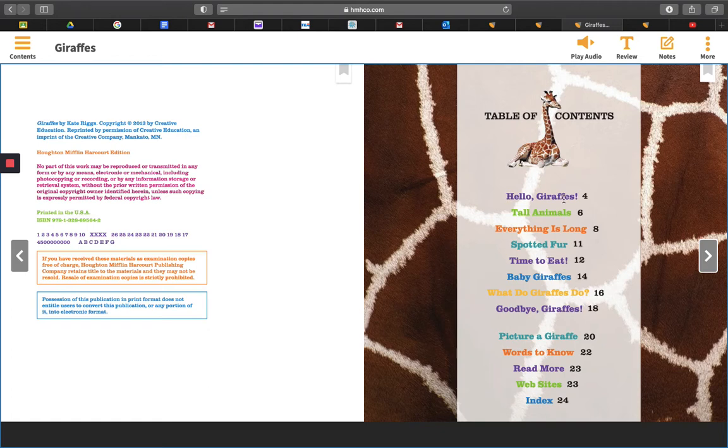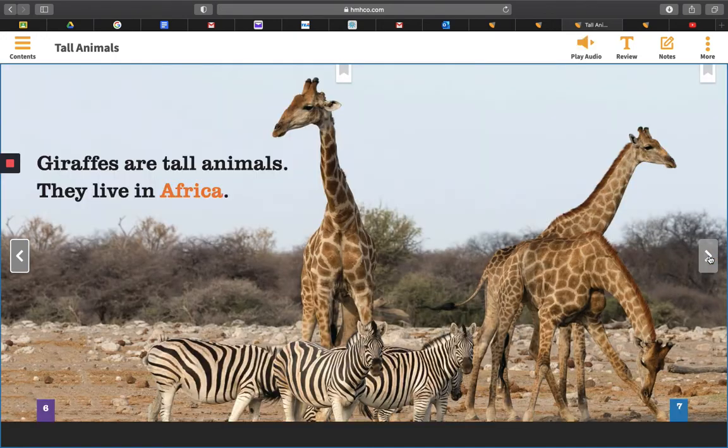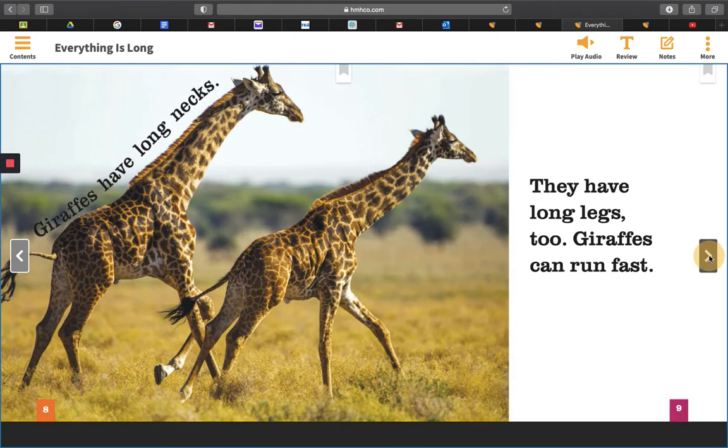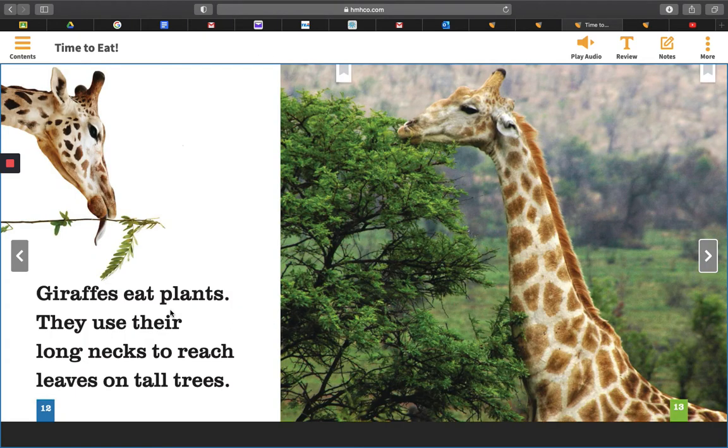Hello giraffes, tall animals, everything is long, spotted fur, time to eat. I can stop there. I'm trying to find out what giraffes eat. So time to eat is probably going to tell me that information. And I can see that it's on page 12. So I would turn the page to page 12. I'm going to keep going. Here we go. And I can see that giraffes eat plants and that their long necks help them reach leaves way up in the tree.